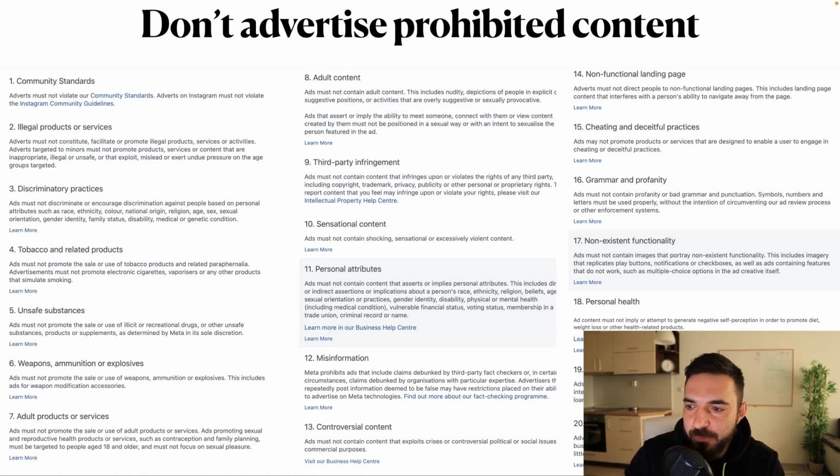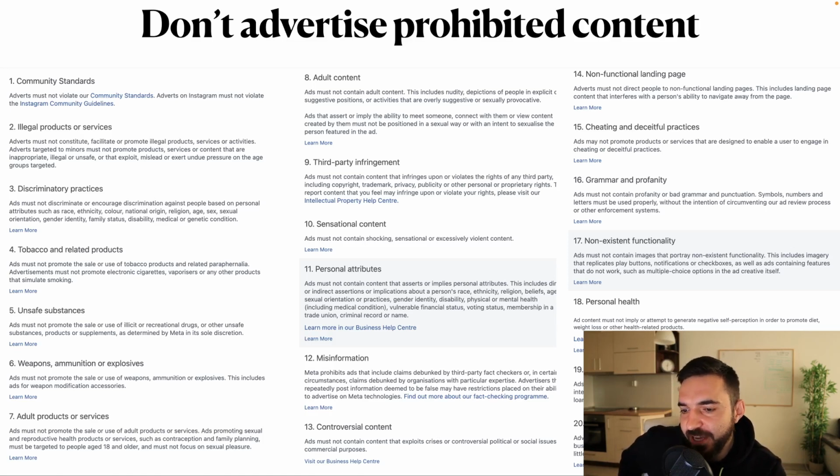So I have some points here, and those I took straight out of the advertising policy. According to Facebook advertising policy, you're not allowed to advertise illegal products or services. You're not allowed to advertise tobacco or any related products. You're not allowed to advertise weapons, ammunition, or explosives. You're not allowed to advertise adult products or adult content.